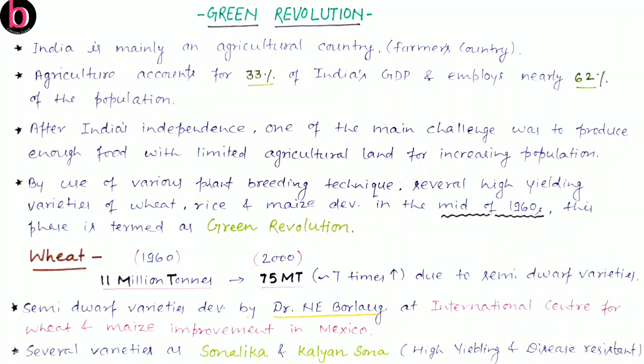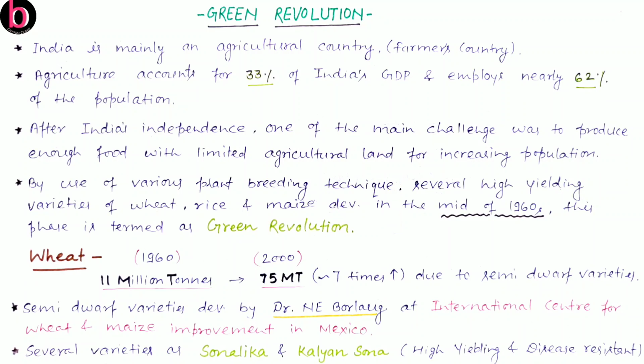In the mid 1960s, by the efforts of plant breeders, several high yielding varieties of wheat, rice and maize were developed, and this rapidly increased productivity. This phase, the mid 1960s decade, is termed the Green Revolution. So Green Revolution is actually about huge productivity of crops because of the efforts of plant breeders.